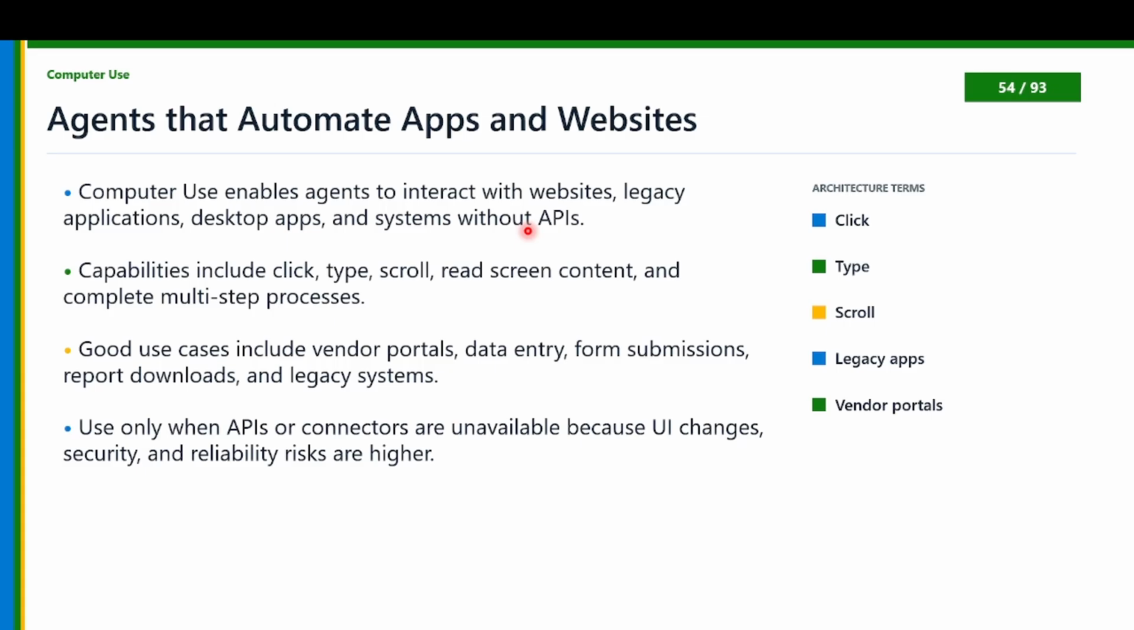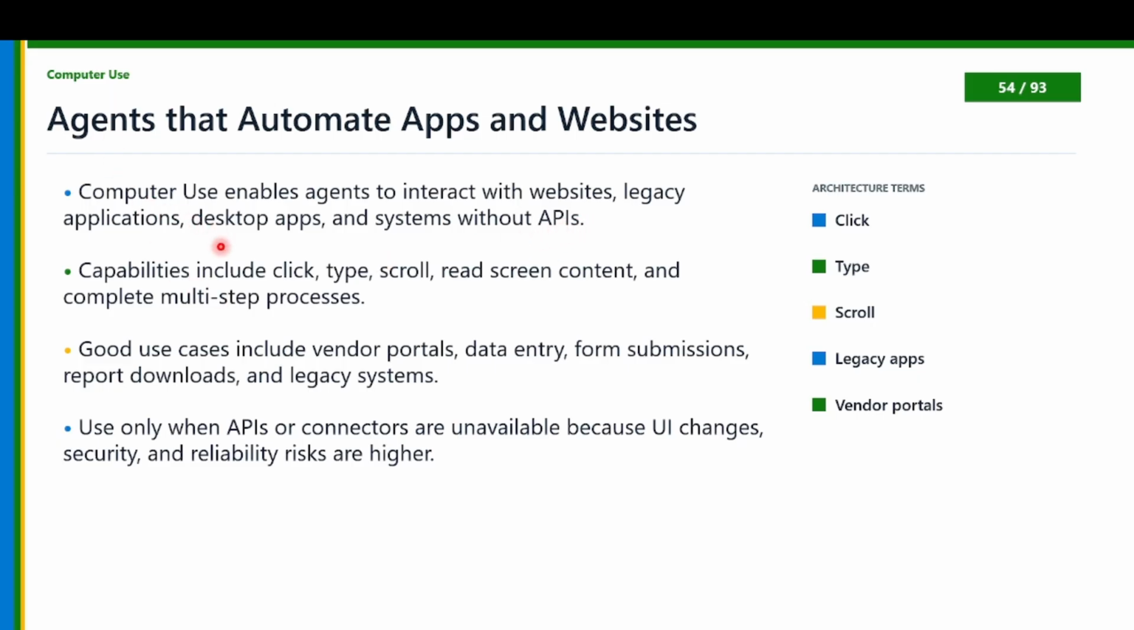So interaction is two-way. Whenever there is communication, there is always feedback. So interaction is bi-directional: send information to the website and also receive information from the website. So computer use enables agents to interact with websites, legacy applications on-prem, desktop applications on your laptop, and systems without API. You can see systems without API. Very, very important. So that is computer use.